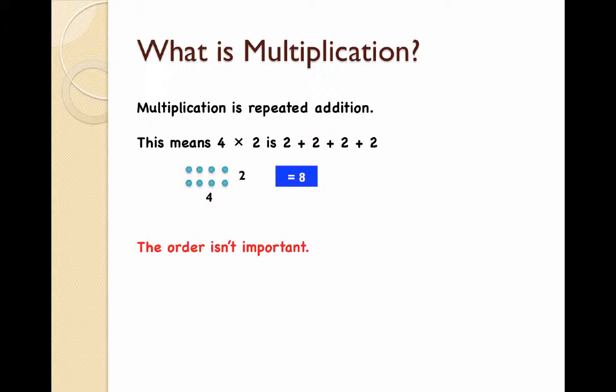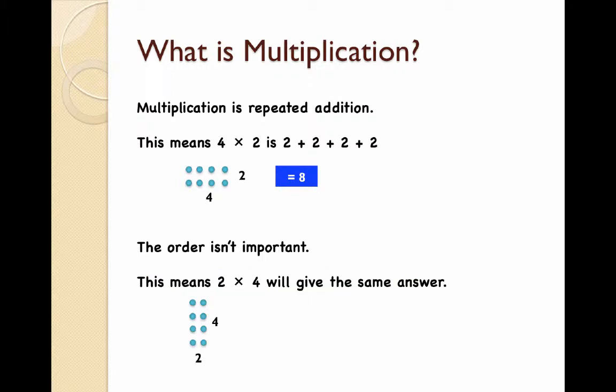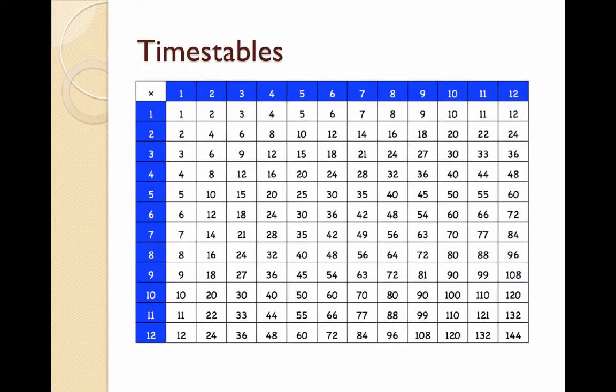The good thing about multiplication is the order isn't very important. So that means that 2 times 4 is going to give me the exact same answer. It doesn't matter what order you do it in. Here's another dot formation in a rectangle. Again, I could try and count up how many dots there are, but if I notice that there's 2 across and 4 up, 2 lots of 4 is going to give me 8 as well.